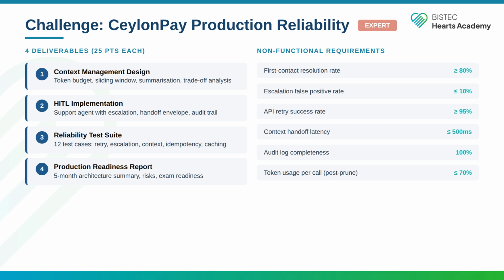Deliverable 4 is the production readiness report. This ties together all 5 months of Sell on Pay architecture work, decisions made in each month, the risks identified, the mitigations implemented, and your self-assessed readiness across the 5 exam domains. The passing score is 75%. The scoring rubric rewards specific, quantified evidence. Every claim in the report needs a number behind it.